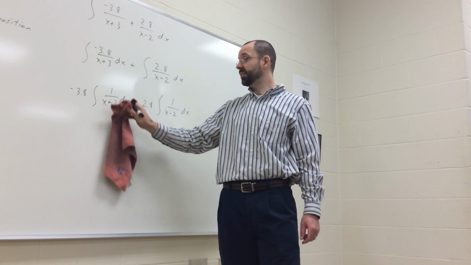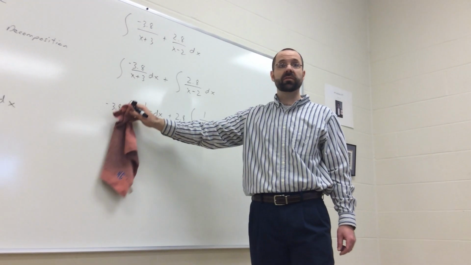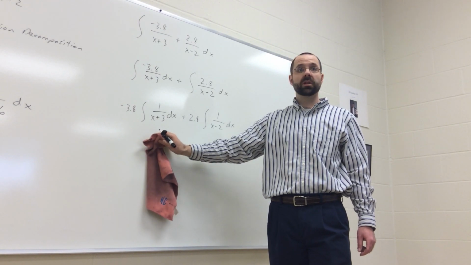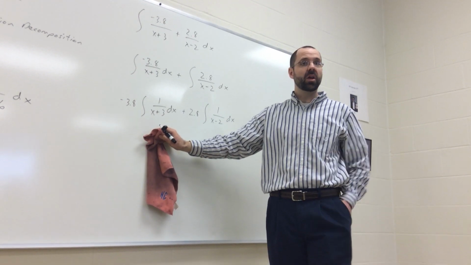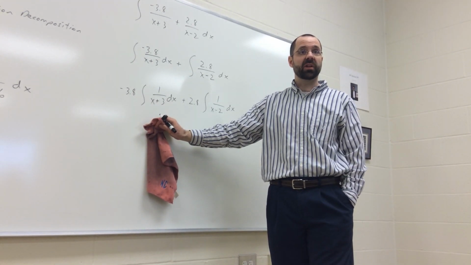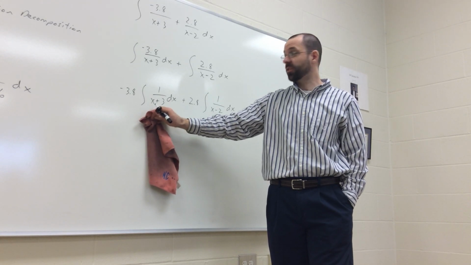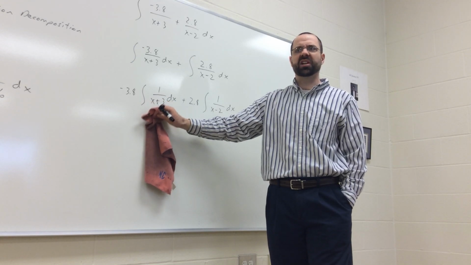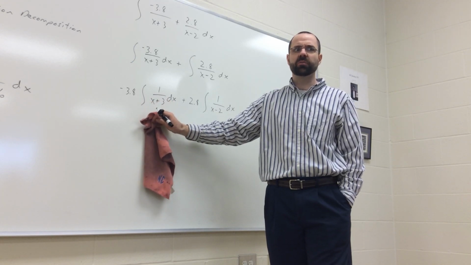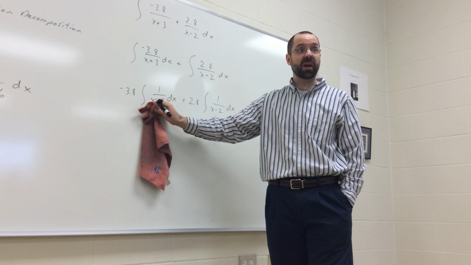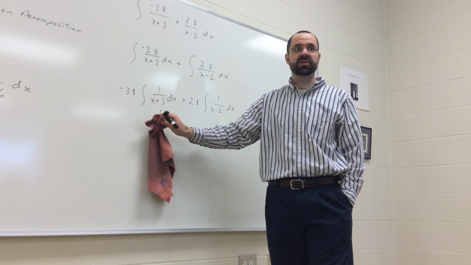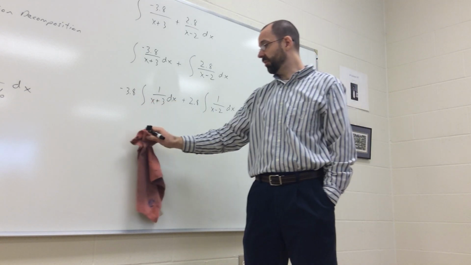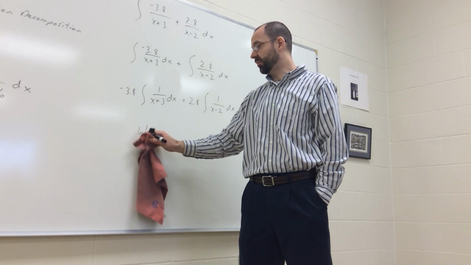Okay, then what is this antiderivative? Yeah, natural log comes into play. Why does natural log come into play? Because it's an x to the first power in the denominator, right? If it was x squared or x cubed or anything else, it wouldn't come into play. But since it's x to the first power, then the antiderivative is the natural log. So this antiderivative is the natural log of the absolute value of x plus 3.